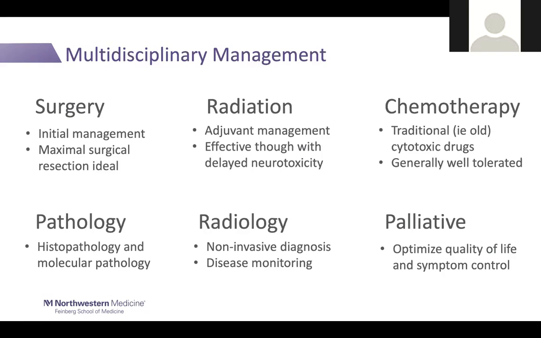Surgery, that's kind of standard. You try to remove as much as you can safely. People tend to do better. After that, people get radiation and chemotherapy. Radiation can be quite effective, but there are risks of delayed neurotoxicities where people can develop confusion. They can develop cognitive slowness. They can have weakness. They can have language issues, and basically slowness of thinking can develop with radiation.